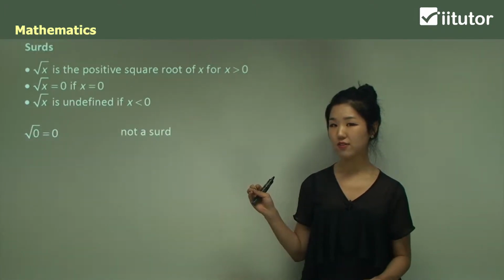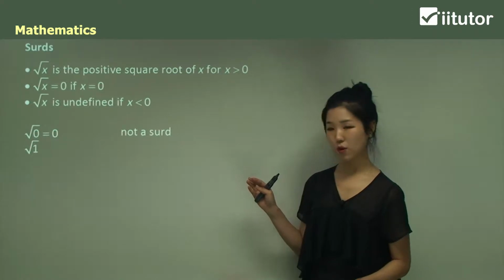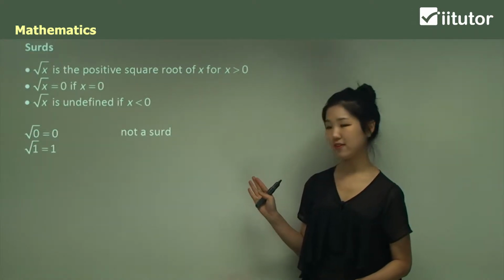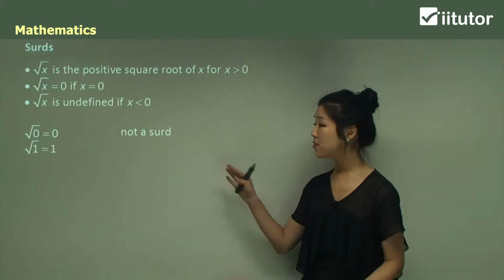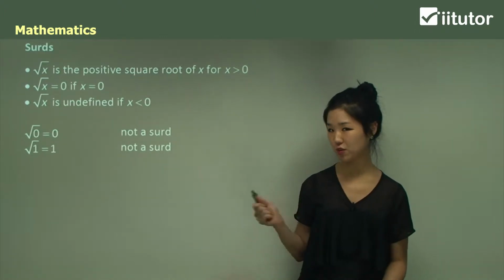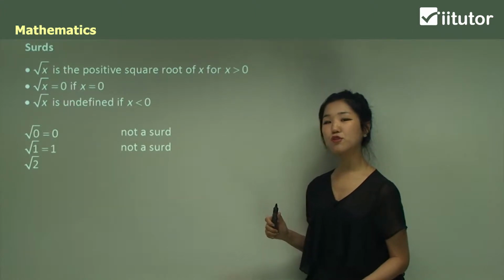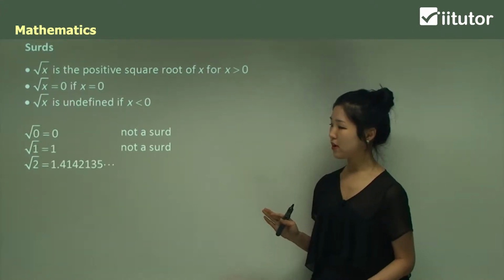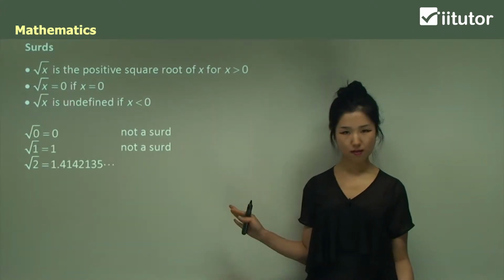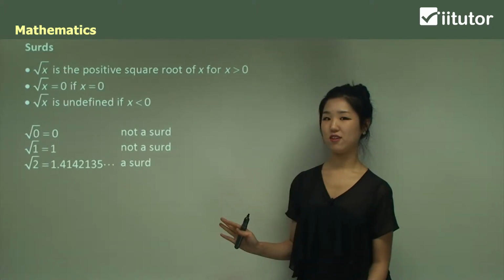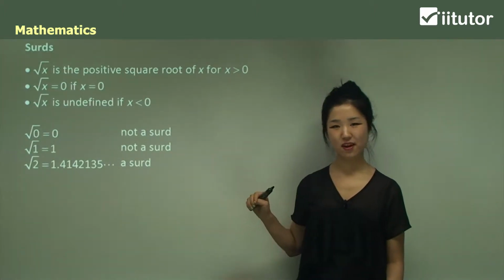Now, surds, have a look over here. The square root of 1 is 1, isn't it? Because 1 squared is 1. So this one is also not a surd. Now I'll show you why in a second after I do some comparing. Have a look at root 2 though. Root 2 is 1.4 and so on. This is a surd. So can you see the difference, guys?